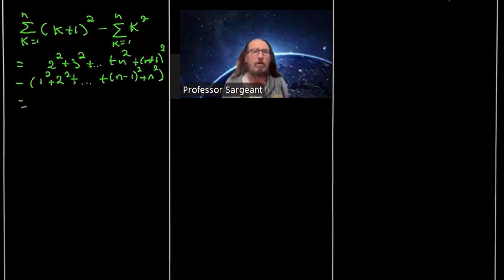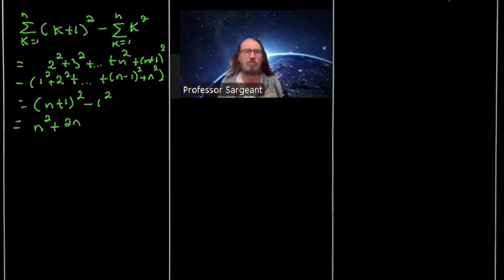But imagine that we have like terms there lined up diagonally. We would have the 2 squared, the 3 squared, on up to the n minus 1 squared and the n squared, all canceling out when we subtract, so that we just have the quantity n plus 1 squared minus 1 squared. And when we multiply out the quantity n plus 1 squared and subtract the 1, we'll be left with n squared plus 2n.